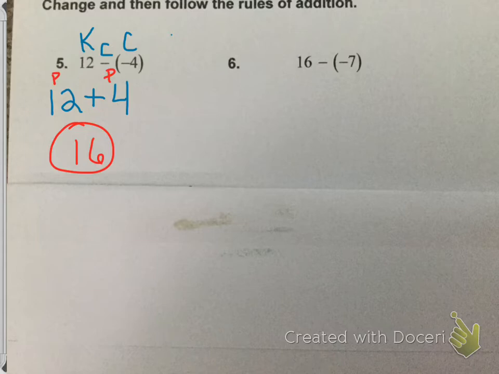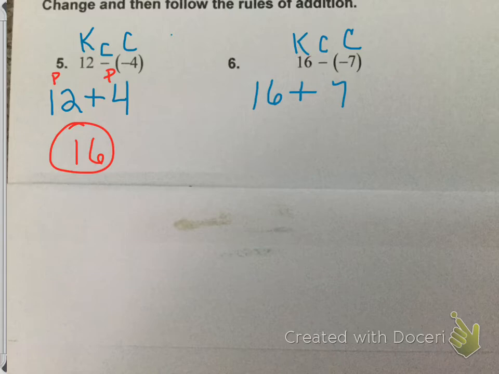Okay, so let's look at number 6. We have 16 minus -7. Minus negative. It hurts my eyes. I don't want to look at a double sign, so I'm going to keep, change, change. I'm going to keep my 16. I'm going to change my subtraction to addition, and I'm going to change my -7 to a +7. Keep 16, change my subtraction to an addition, change my -7 to a +7.